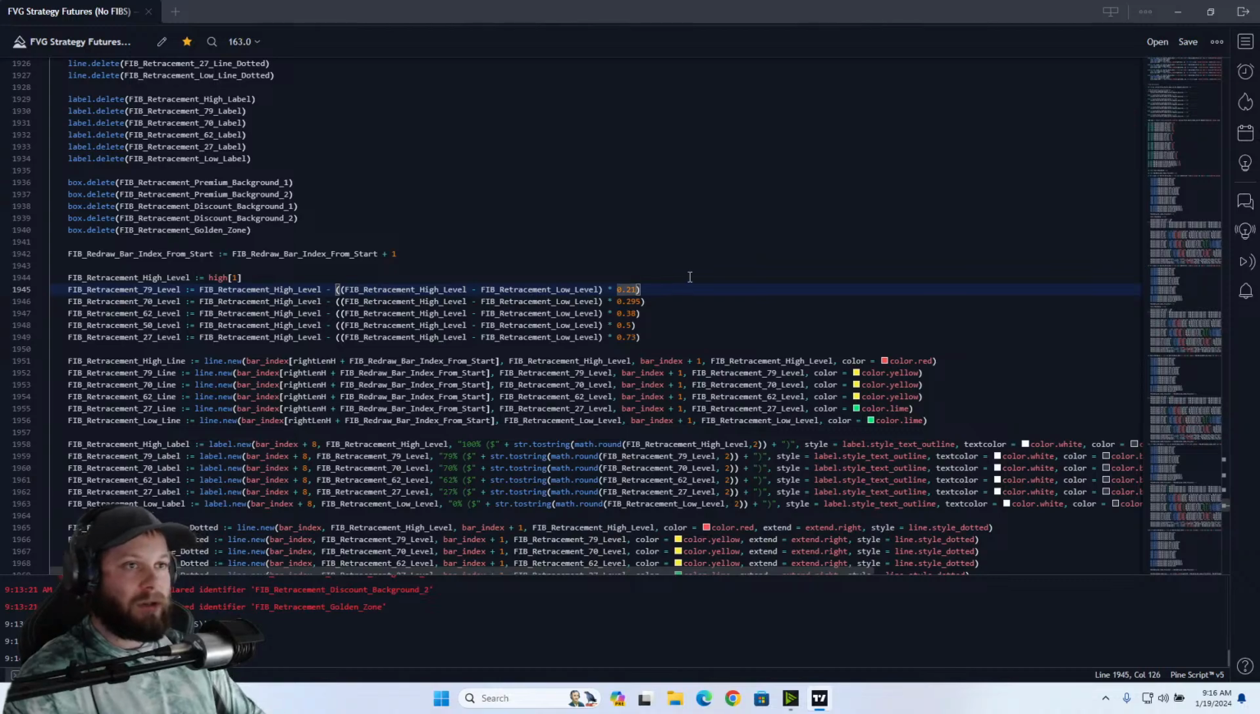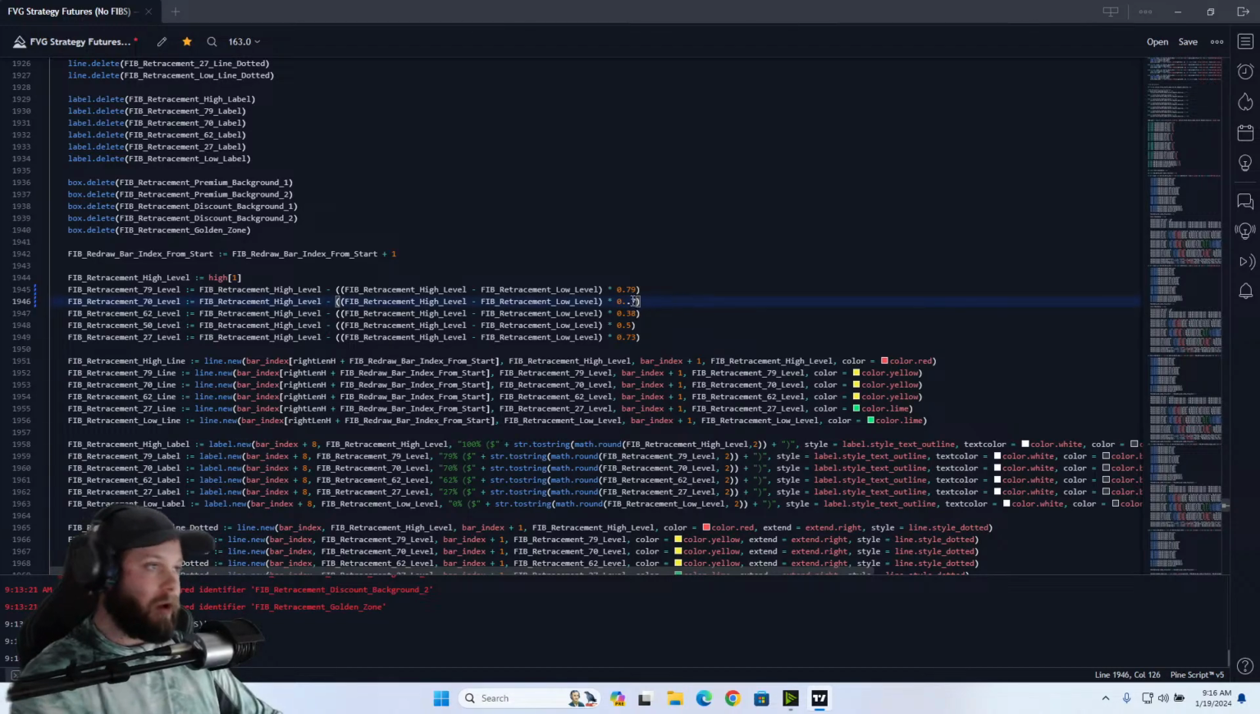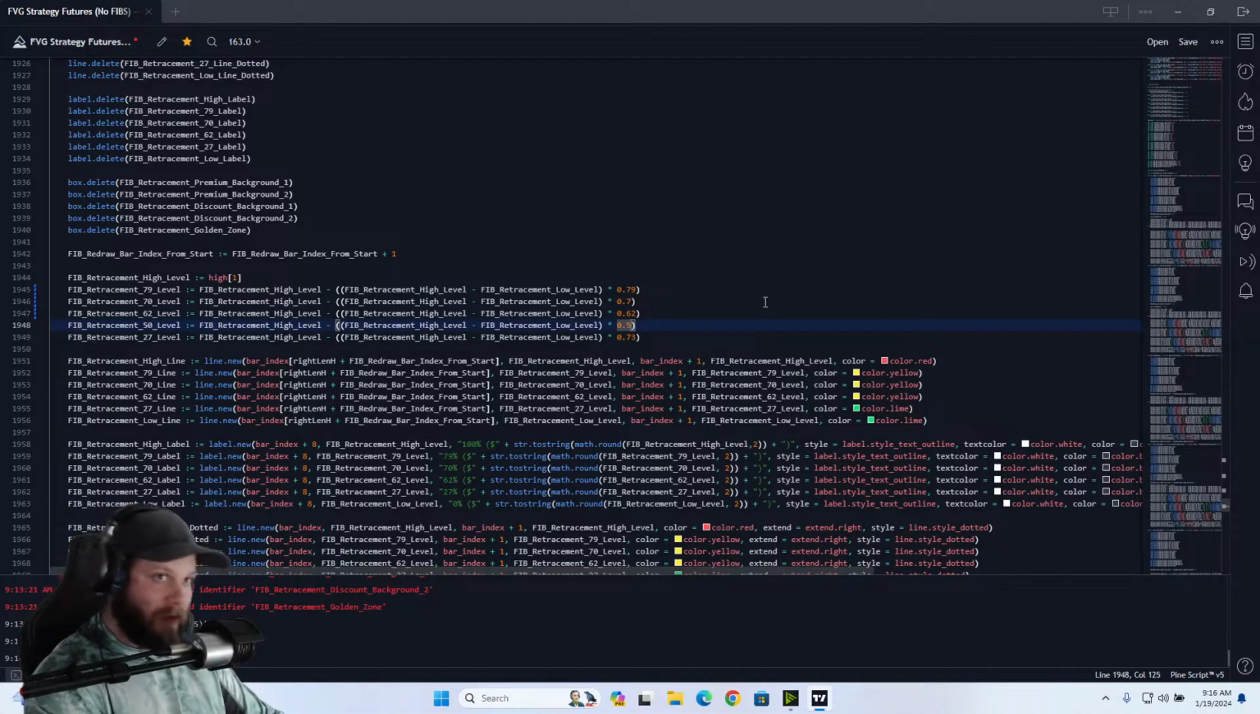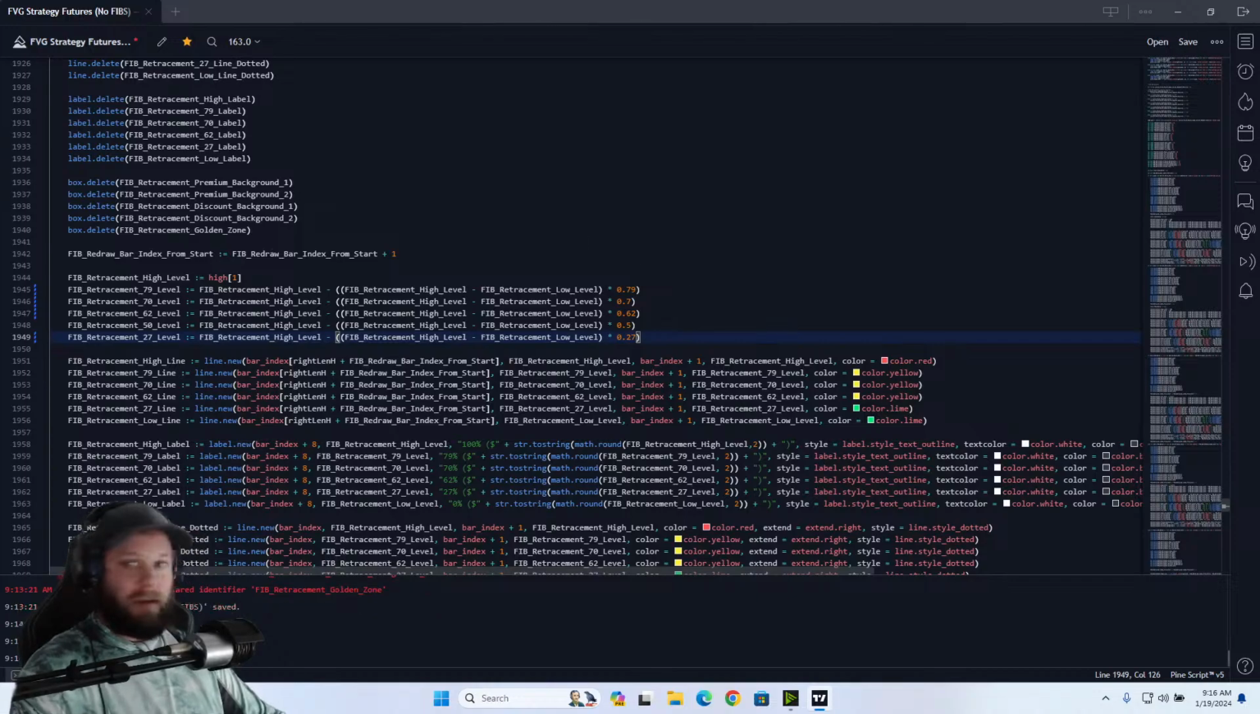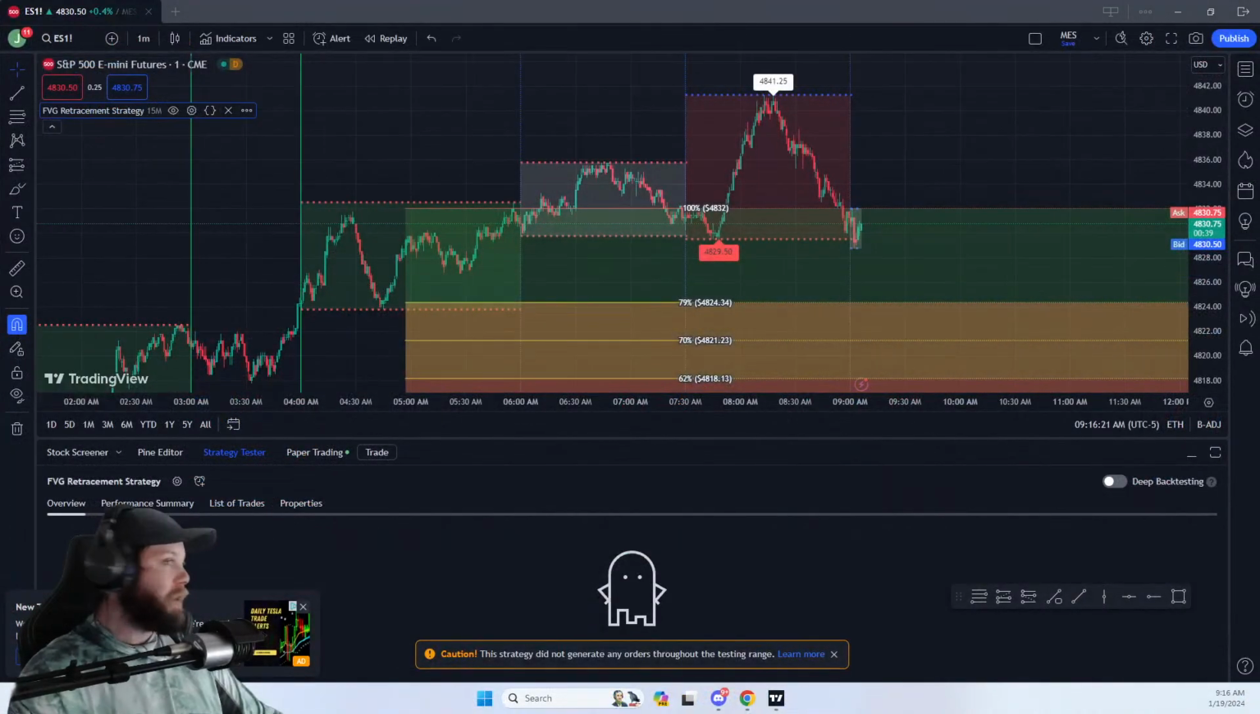So instead of 21, we'd have our 79 at 0.79. Our 70 at 0.7. Oh, wait, there's already a decimal point there. This would be 0.62. This should be still at 5, and this should be at 0.27. We hit save here and watch the right screen. This should fix that, but I also have two more fib levels that I'm just assuming this is the most recent one.